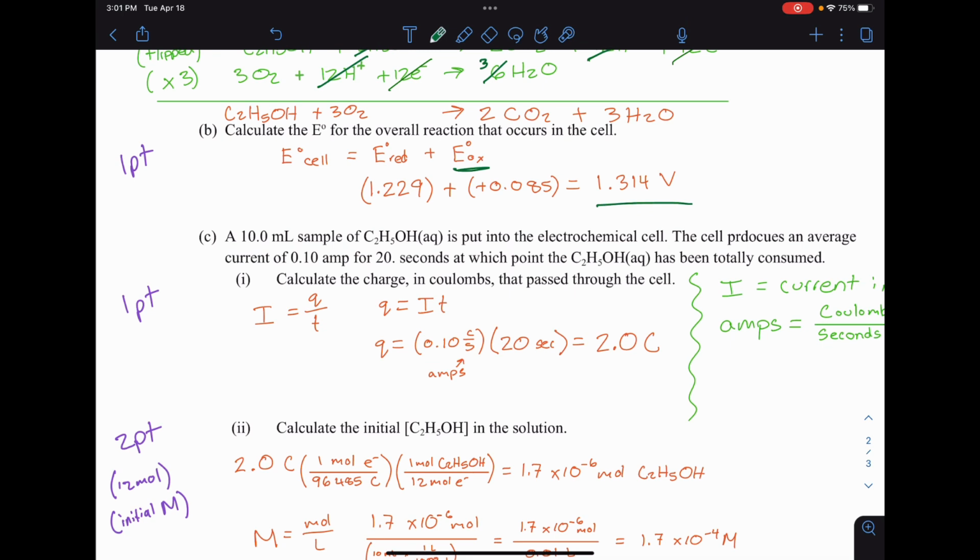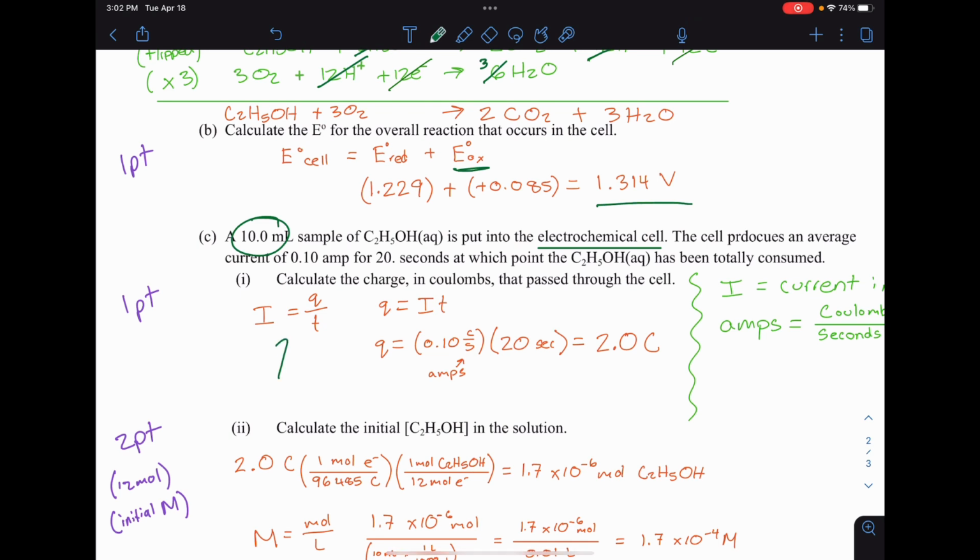Part C, a 10 milliliter sample of ethanol is put into the electrochemical cell. This is the same thing as the galvanic cell. Nothing's changed here. This cell produces an average current of 0.1 amps for 20 seconds, at which point the ethanol that we have put in from the 10 milliliters has been totally consumed. Calculate the charge in coulombs that passed through the cell.